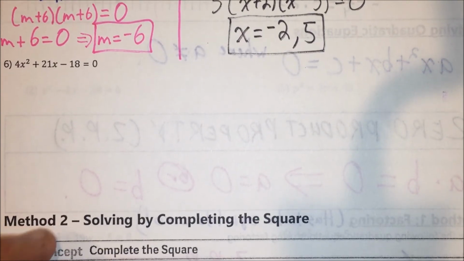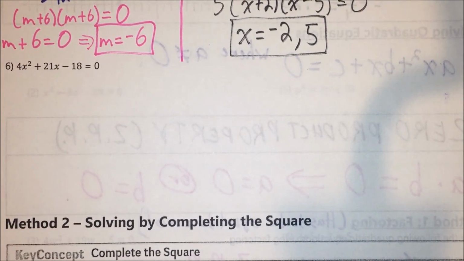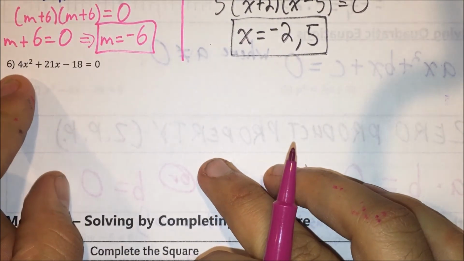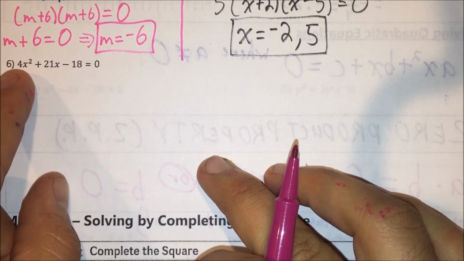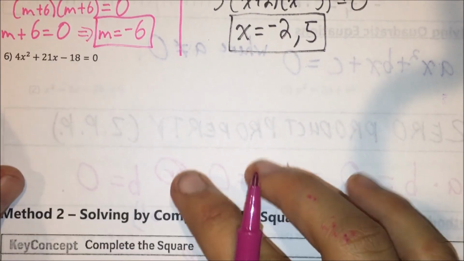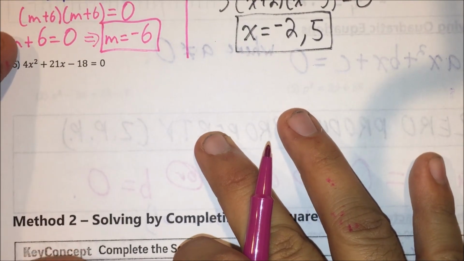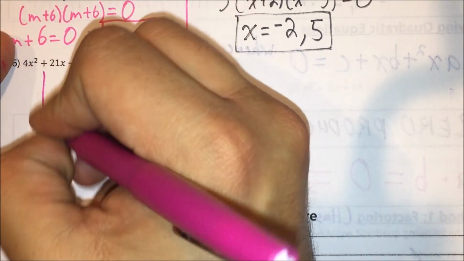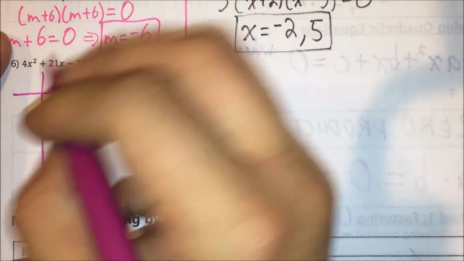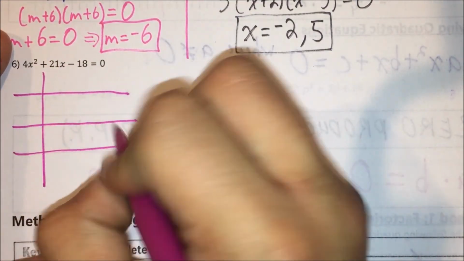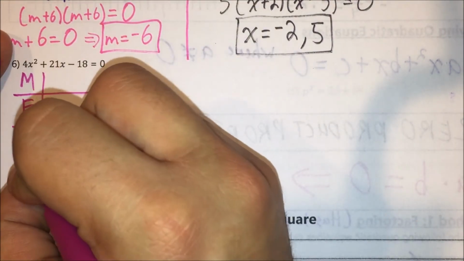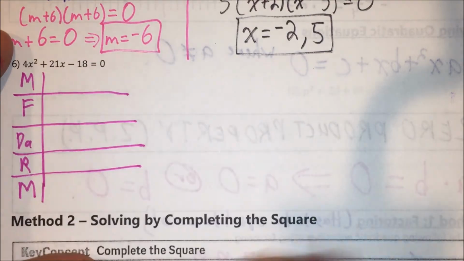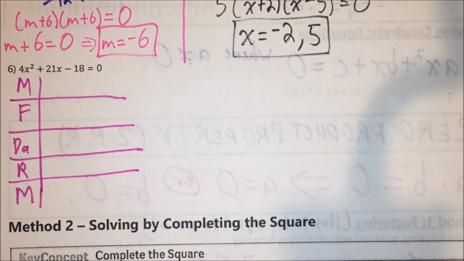Okay, so what we're going to do now is factor this. Now again, this one we have a 4 in front, and 21 and 18 don't have any common factors with 4. So what we're going to do is that my father drives a red Mustang trick. So I'm going to create my little table here. My father drives a red Mustang.